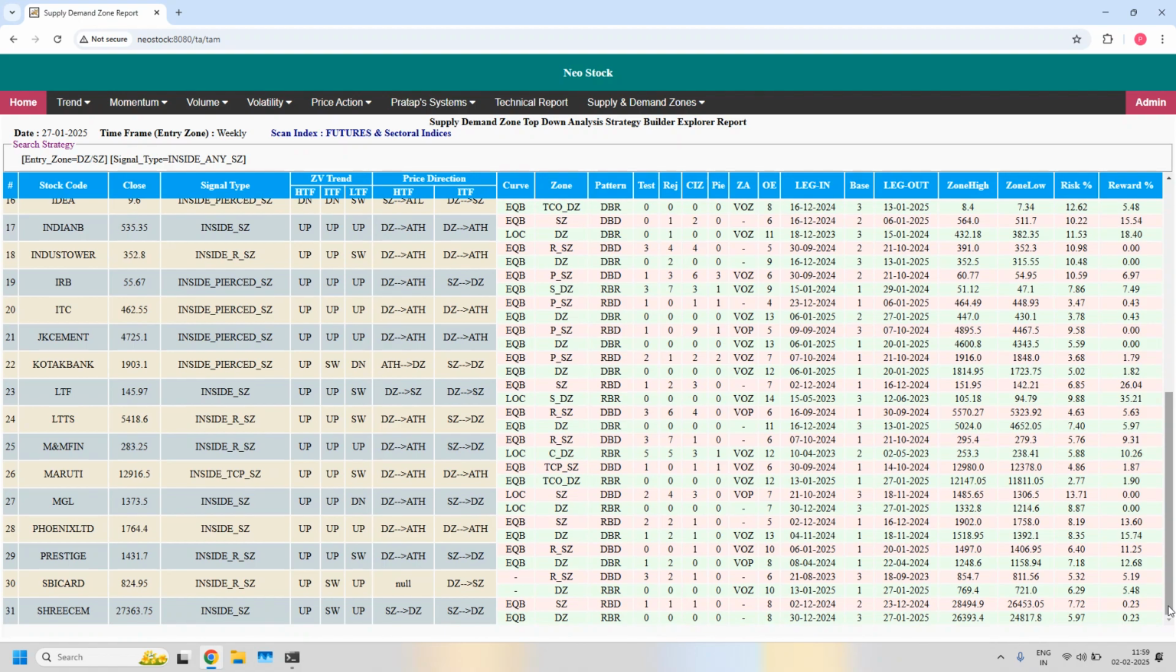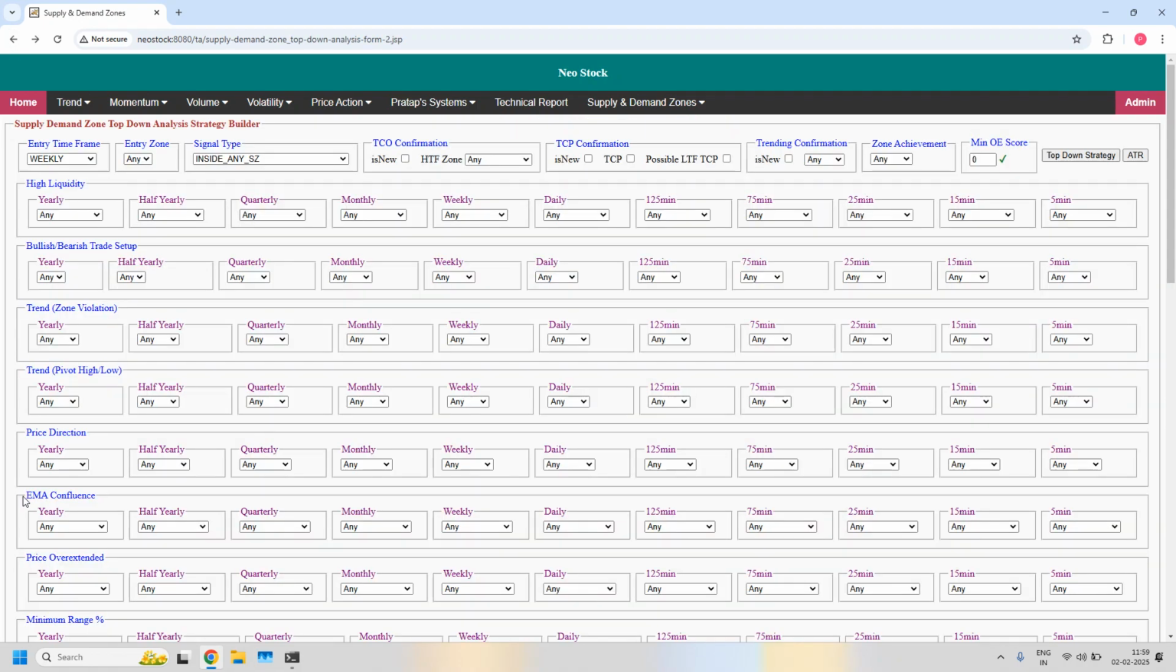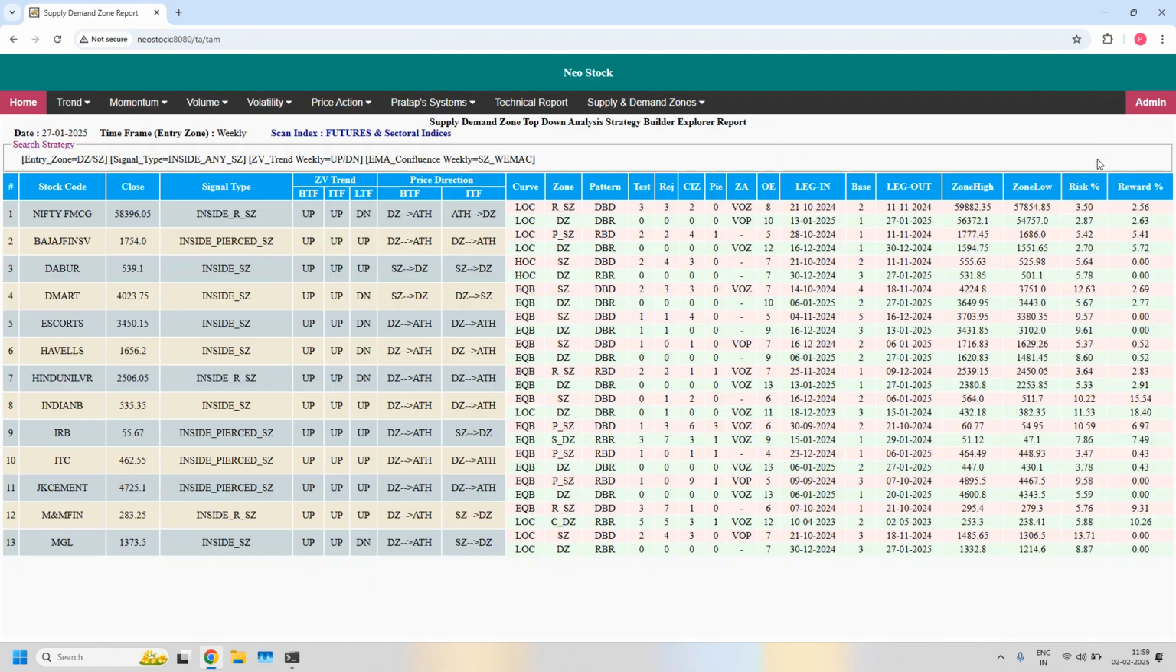We can further filter based on weekly supply zone having weekly EMA confluence. So in the EMA confluence parameter at weekly time frame, I am setting the filter: weekly supply zone having weekly EMA confluence, and the trend on the weekly should be either up or down. With these filters, we got 13 stocks. All these 13 weekly supply zones are having weekly EMA confluence.